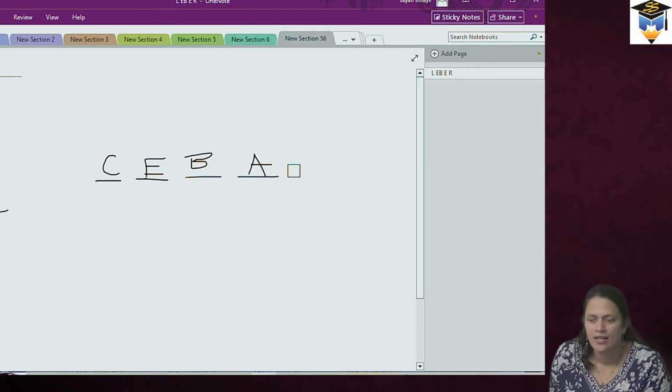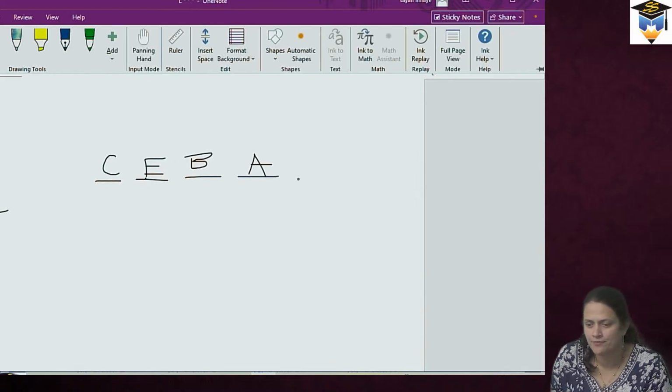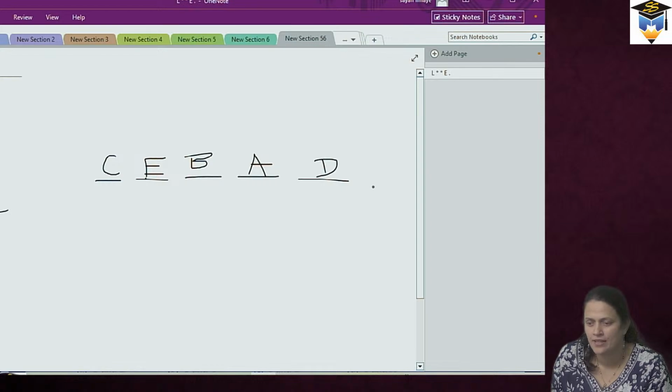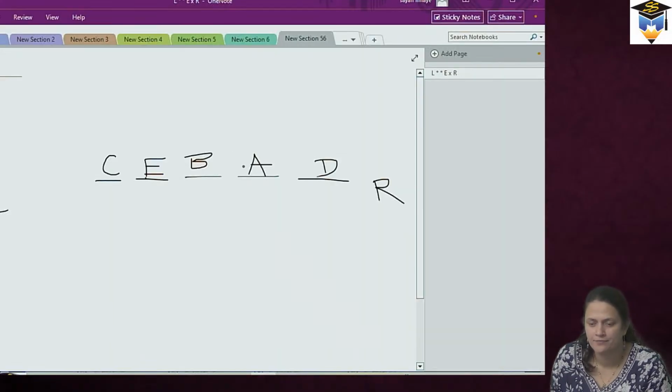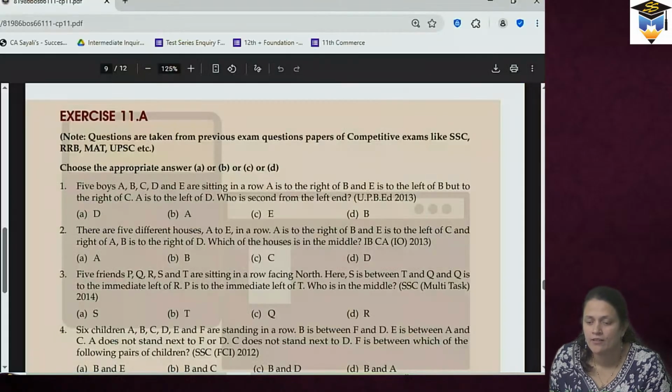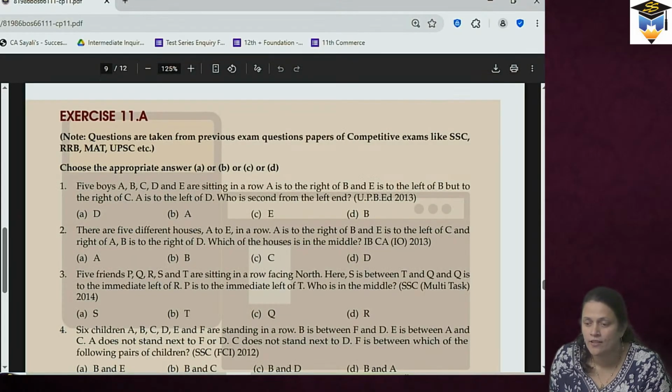हे बघा, if I just remove D from here and keep him over here, आता will it be correct? Let us check. 5 boys ABCDE are sitting in a row. A is to the right of B. Correct. Then E is to the left of B. This is also correct.